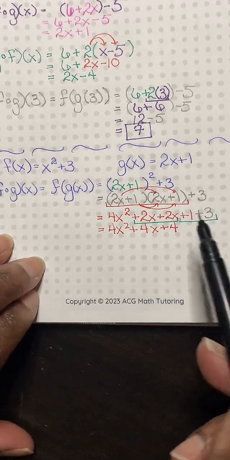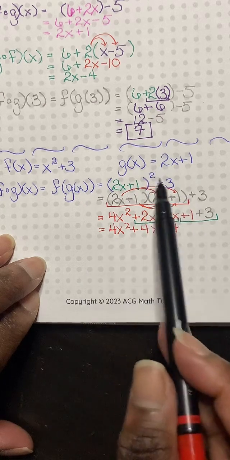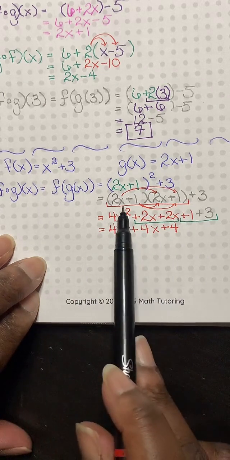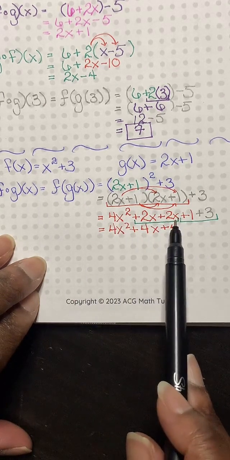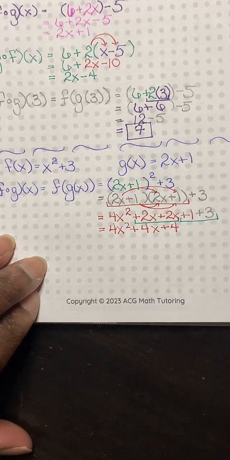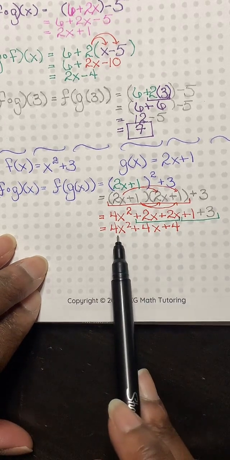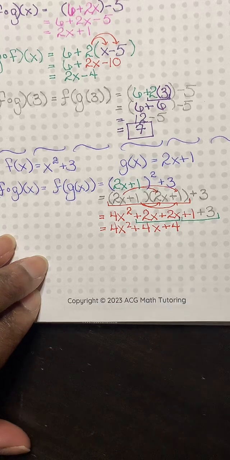So, since we already did the substitution of the g of x into the x in the f function, we did our distributive property, which gave us our 4x squared plus 2x plus 2x plus 1, and we brought down the plus 3, combined like terms, and we get 4x squared plus 4x plus 4.